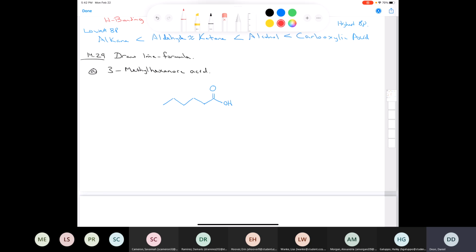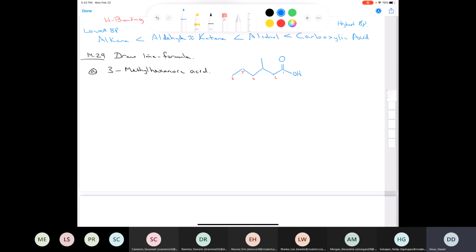You can number them if that helps. Some students really like to do that. There's nothing wrong with that at all. Sometimes I do it. Okay, and then we have a methyl group on the 3rd carbon. So we look over here. There's the 3rd carbon. Perfect. I'm just going to erase the number 3, and we'll draw in our methyl group like that. And there you go. That's 3-methylhexanoic acid. Nothing wrong with that. Well, let's move it out of the way, and let's try another one.